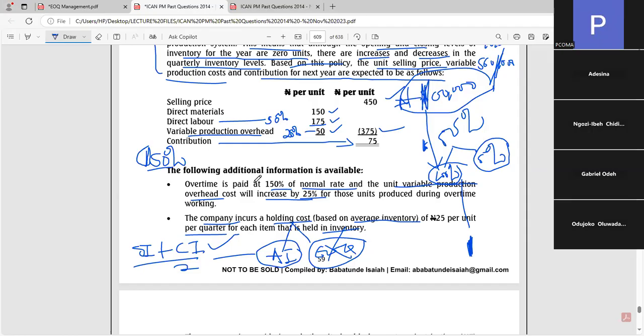So your overtime is paid at 150%. It means that overtime is usually paid in addition to your normal basic salary. That's the theory. So your normal basic salary is 175 based on this question. If we are paying you overtime, we are paying you 50% in addition to your normal one. That's why I can just add the normal one and the 50% to become 150%. Please take note of that.